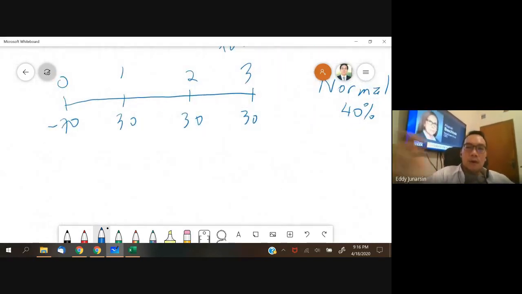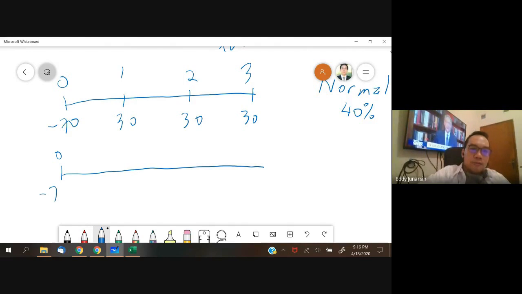Okay, so what about the second scenario? Initial investment of 70. So this is a good scenario, better than average. Let's say this is 45.